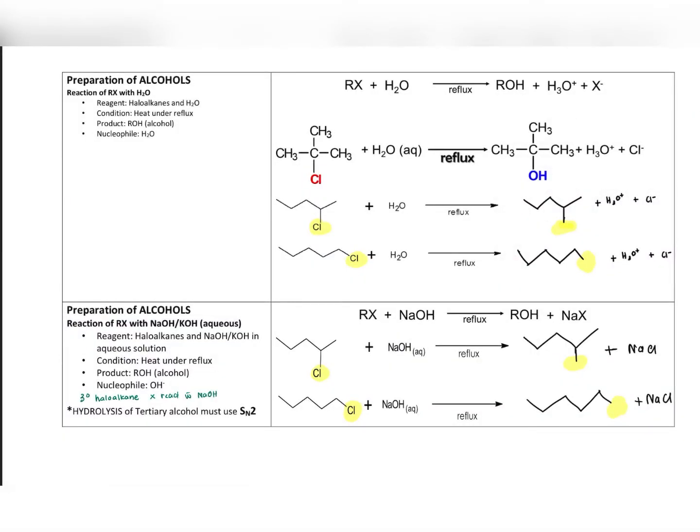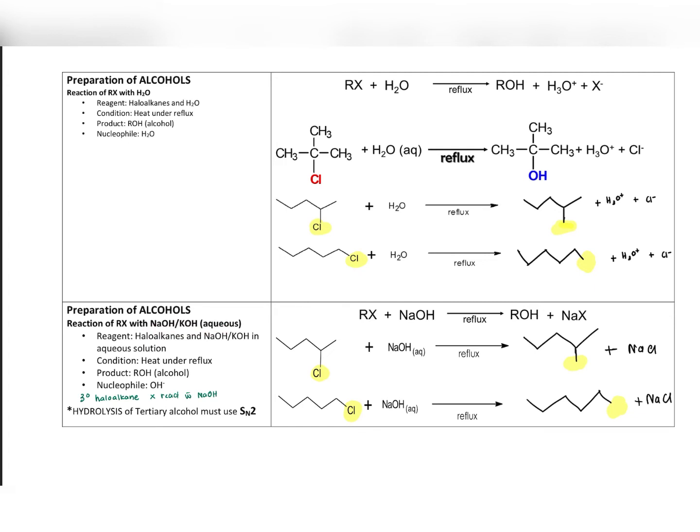Now kita akan tengok chemical properties of haloalkane. So first kita akan tengok preparation of alcohol. So maksudnya daripada haloalkane kita boleh form alcohol. So how? Kita akan gantikan halogen here with OH. So OH ni kita nak dapat dari mana? We can get it from water, means kita akan undergo hydrolysis, ataupun kita boleh buat reaction dengan NaOH ataupun KOH.